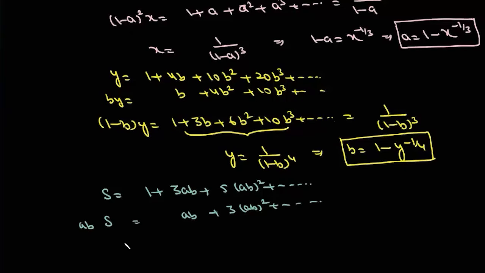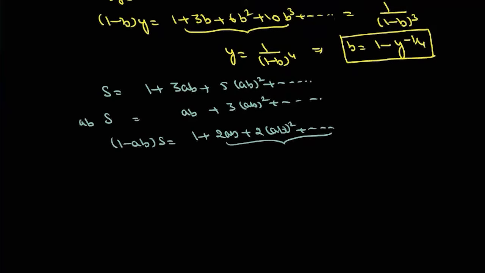Now we subtract second from first, we'll get (1 minus ab) into S, and there will be 1 plus 2ab plus 2(ab) whole square up to infinite, and this is nothing but an infinite GP. So we can write this as (1 minus ab) into S, and this is 1 plus 2ab upon 1 minus ab, which is 1 plus ab upon 1 minus ab.